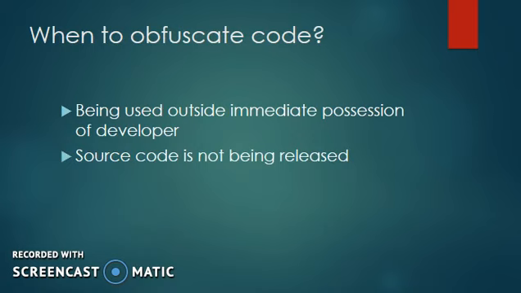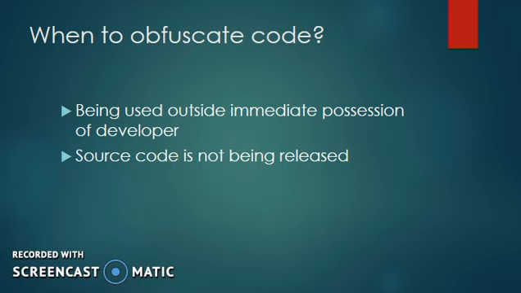Now that we've talked about the methods and tools that are used to obfuscate, it's important to discuss when it's necessary to obfuscate and for what purpose. Developers should be using obfuscation to some degree at least in any situation where they're developing valuable software that will be used outside of their immediate possession, and they have no intention of releasing the source code.